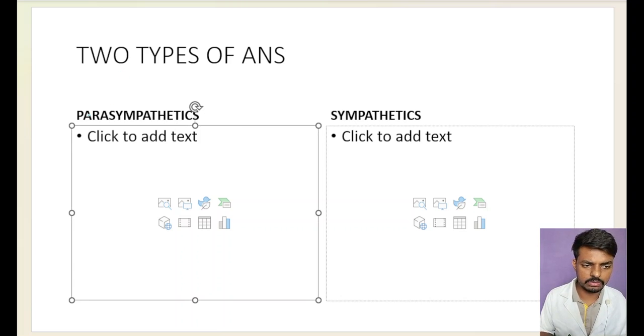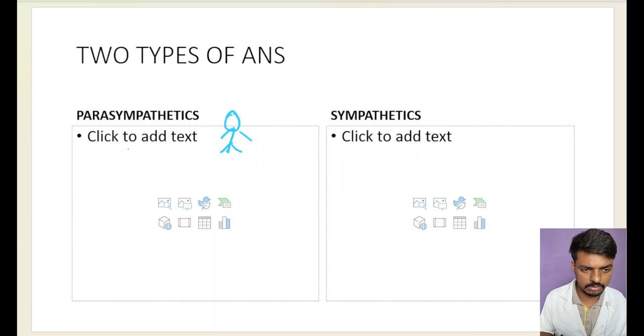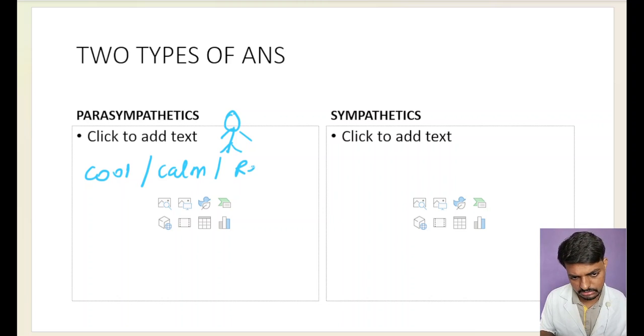So while studying the nervous systems, the basic thing we have to understand is, when our body is cool, calm, in rest and digest phase.